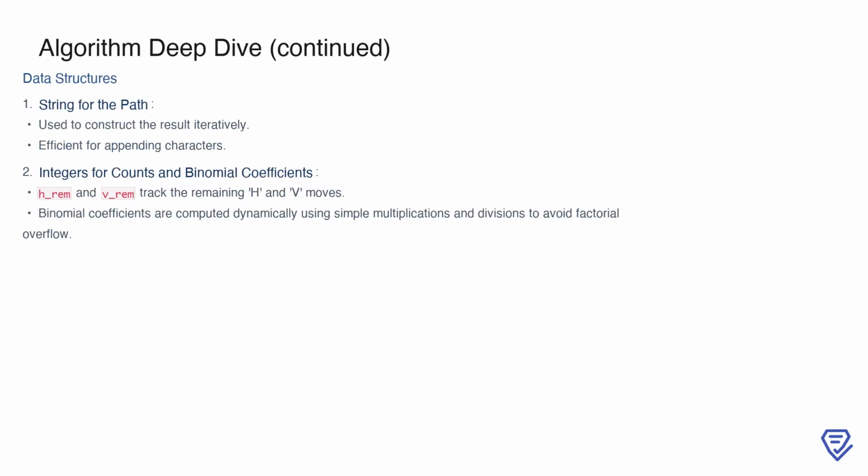To implement this algorithm, we use simple and efficient data structures. First, a string is used to iteratively build the resulting path by appending one move at a time. Second, integers are used to track the remaining counts of horizontal and vertical moves, h_m and v_m respectively. Additionally, binomial coefficients are calculated dynamically using integer arithmetic instead of pre-computing factorials, which avoids unnecessary computations and the risk of integer overflow. These minimal data structures keep the algorithm not only efficient but also straightforward to implement.